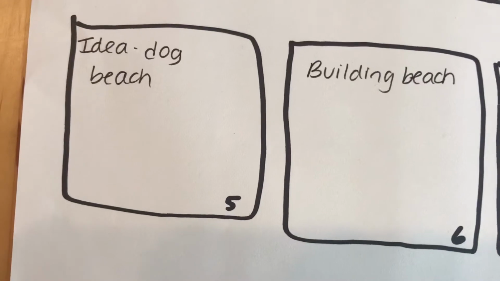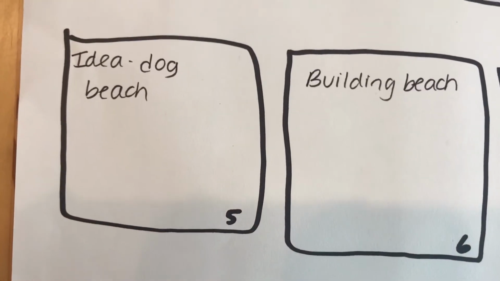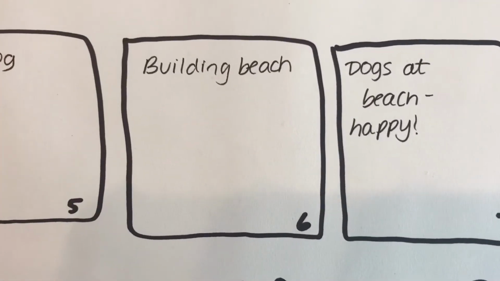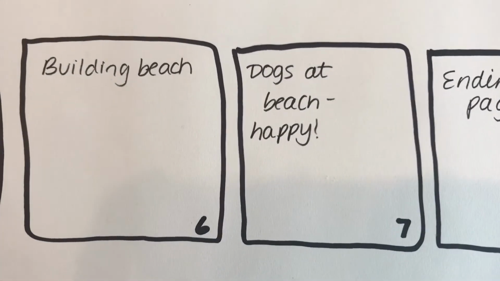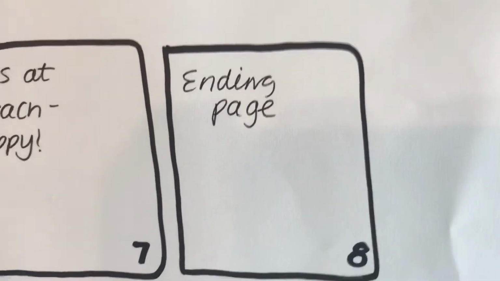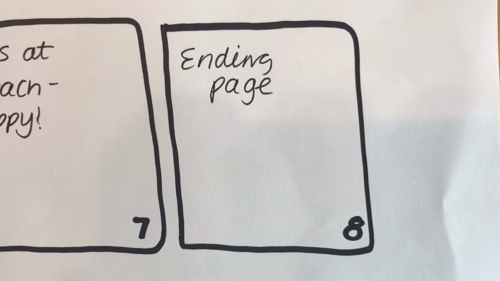And then this is the so part. They would have an idea to make a dog beach. And I would show them building the beach. And I would show them happy at the beach. And the then part is my last page. Then all the dogs in the neighborhood were happy.